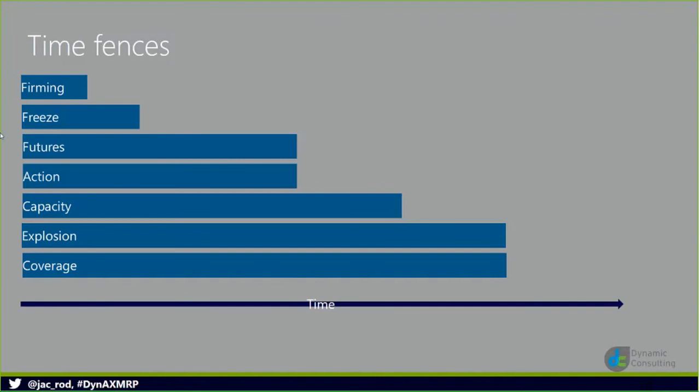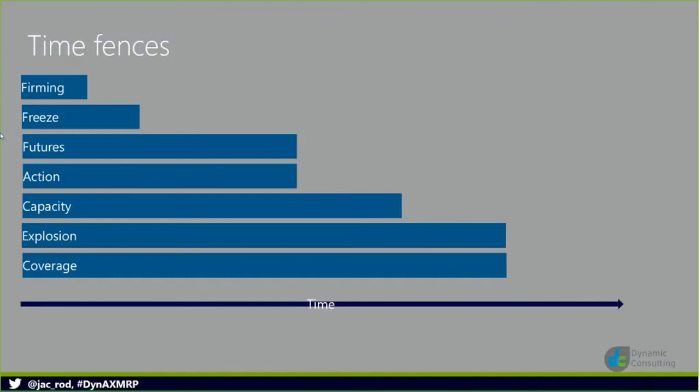And the capacity time fence specifies, again, how many days out from today's date that planned production orders in that time fence are going to be scheduled across the resources or resource groups. Anything past that, AX will use the inventory lead time to generate the order date for that planned production order.